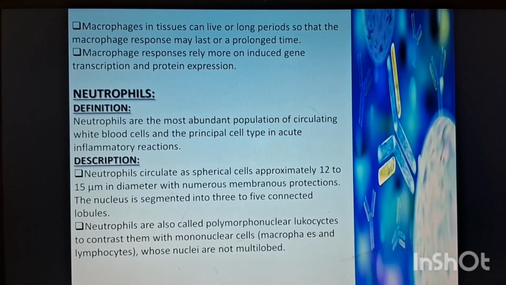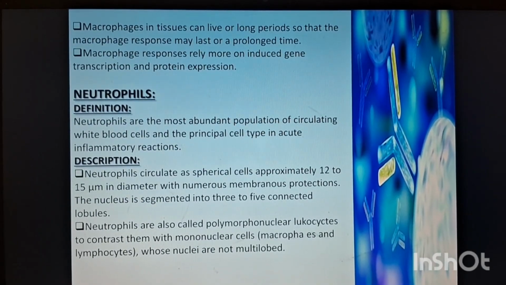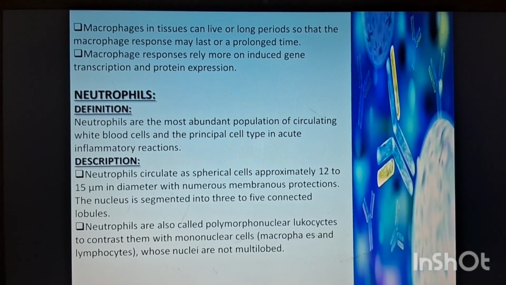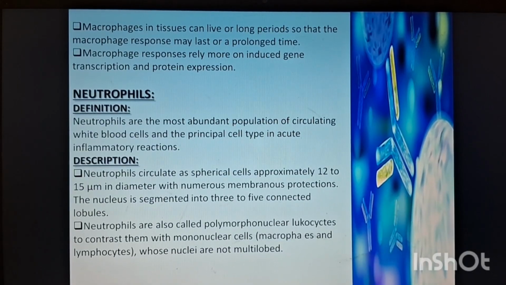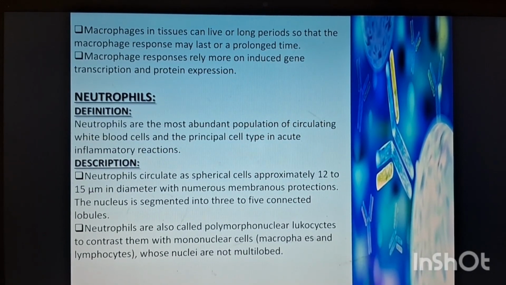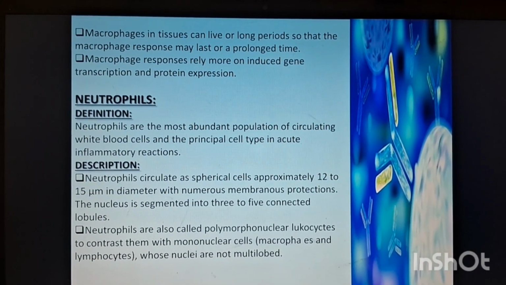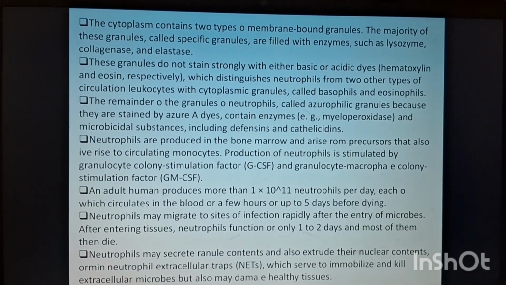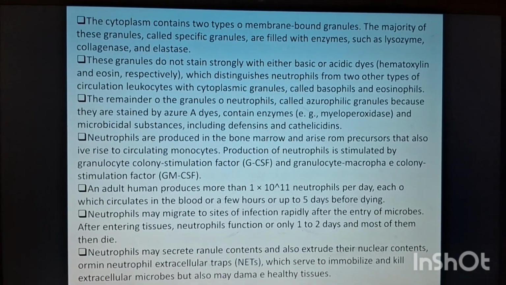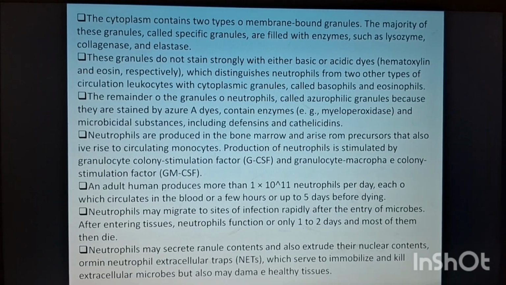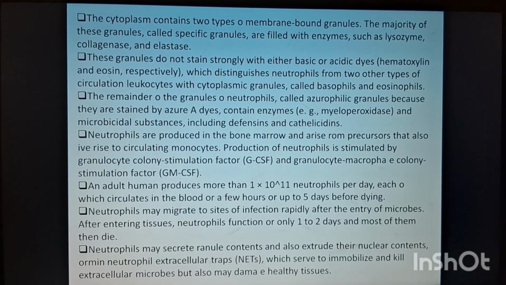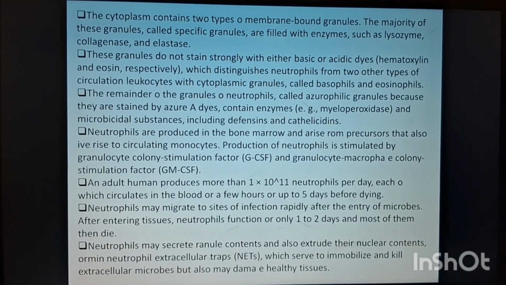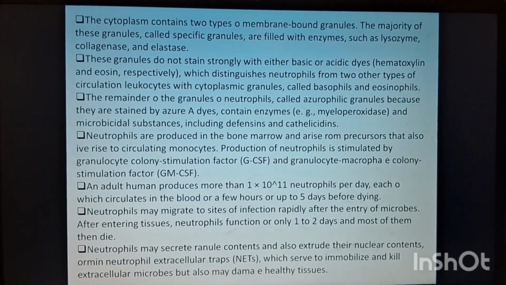Next, neutrophils are also called polymorphonuclear leukocytes to contrast them with mononuclear cells, that is macrophages and lymphocytes, whose nuclei are not multilobed. The cytoplasm contains two types of membrane-bound granules. The majority of these granules, called specific granules, are filled with enzymes such as lysozyme, collagenase and elastase.